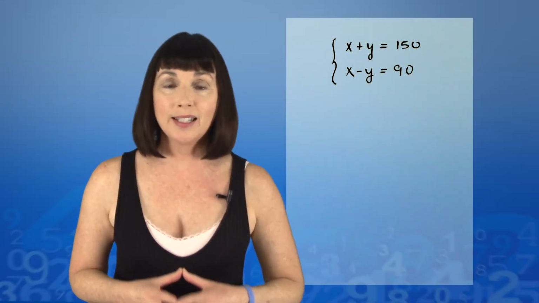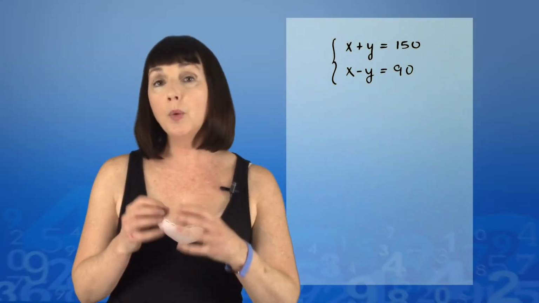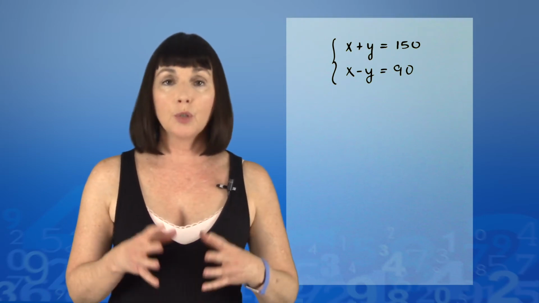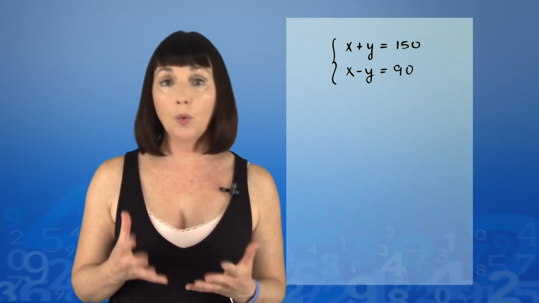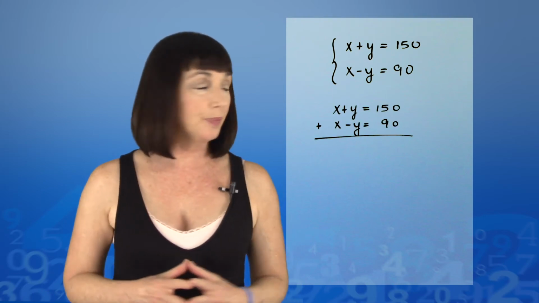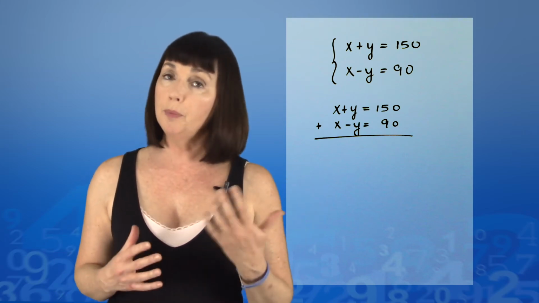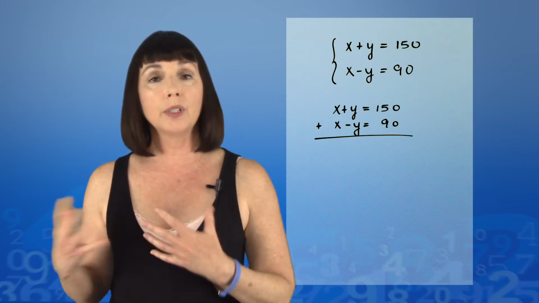Okay, let's solve our system of linear equations. I'm going to use the elimination method. So I'm going to add equation 1 and equation 2 together. So I get x plus y equals 150 plus x minus y equals 90.